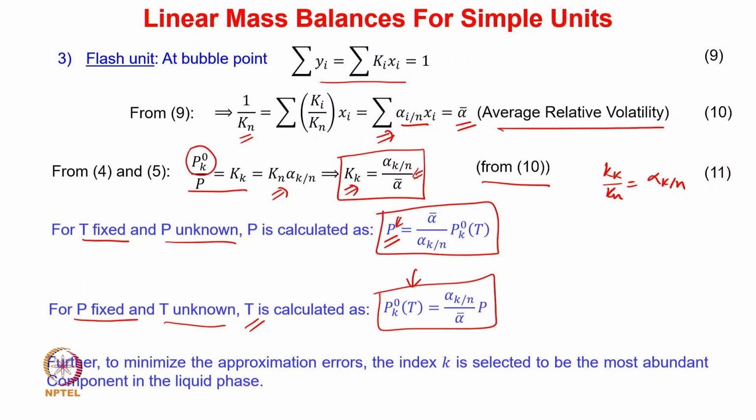Okay. So again clearly all these equations are based on Henry's law, isn't it? So that is why, in order to minimize the approximation error, the index k is selected to be the most abundant component in the liquid phase.